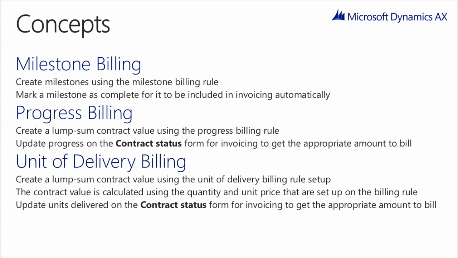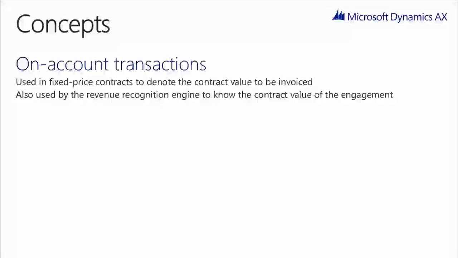Unit of delivery billing. Again, you'll create a lump sum contract value, but it will be a function of the number of units and the price per unit. And then as the project progresses, you will update on your contract status form as to how many units have been delivered, and this will be used to generate the invoice.